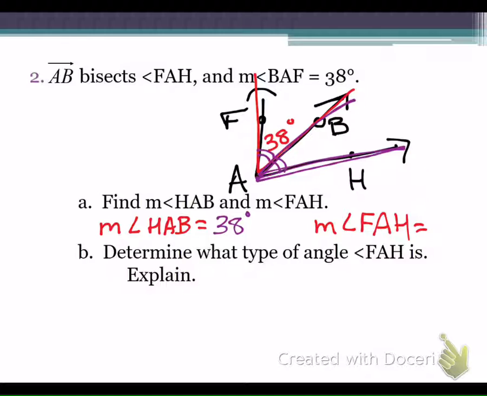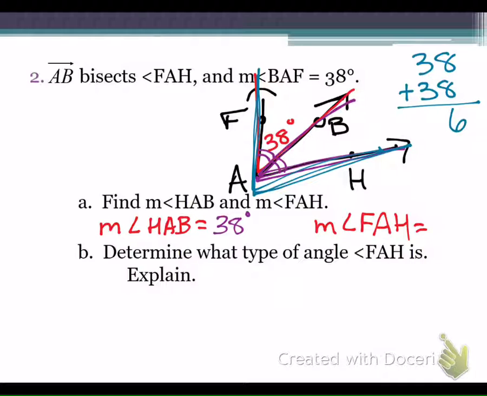All right, next question says the measure of angle FAH, or the next part of that question. FAH is the whole thing. So if I have 38 and 38 and I want to put them together to make one big angle, what am I going to do? Add. Good. So that's 76. Pretty close to the last example, but a few degrees off.